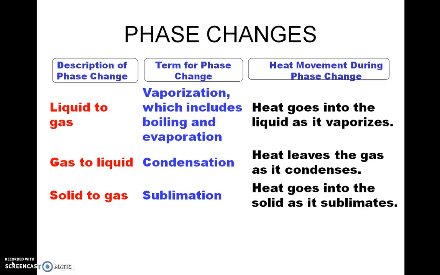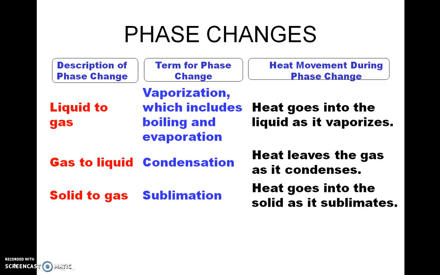Gas to liquid is called condensation. Heat leaves the gas as it condenses. Condensation is when gas changes into liquid because the heat leaves the gas. Since that happens, the same as with freezing, the particles of gas compress and turn into liquid.